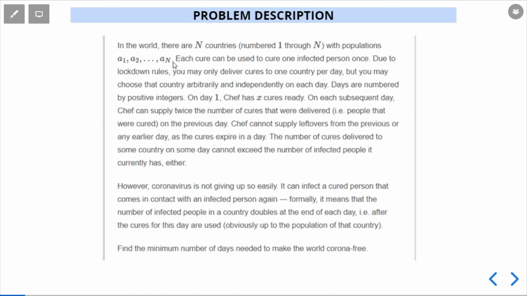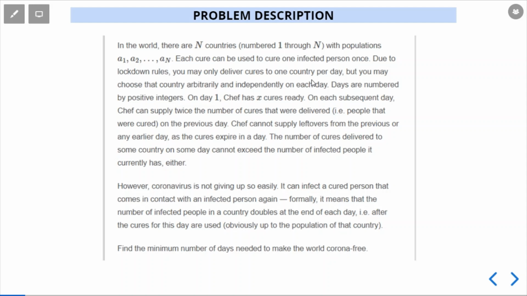What is given in the problem is we have been given N countries with population A1 till AN. Now we need to find the cures. Each cure can cure one infected person. Due to the lockdown rules, on day 1 we have X cures ready and we need to supply these cures to one country at a time. So we cannot supply the cures to multiple countries on a single day.